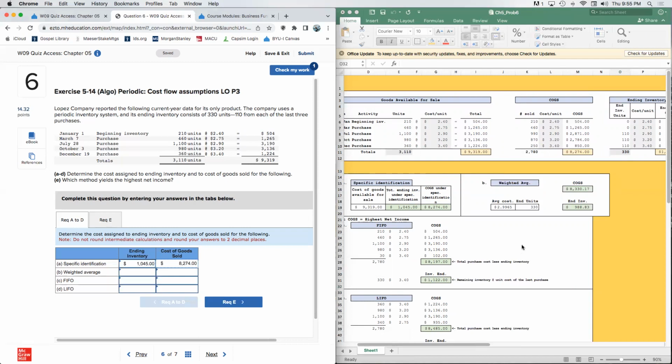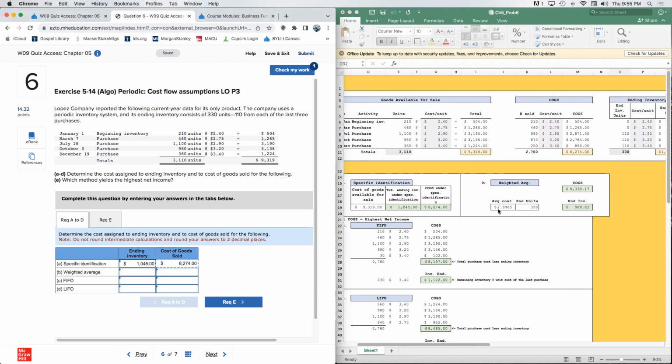The next one we want to work on is the weighted average, and that one again is quite simple. First, we need to determine the average cost for all the goods we purchased over the year. And really, we take our total cost for the year, 9,319, divided by the number of units we purchased, 3,110. And that basically equals out to be $2.9965, some oddball number to be exact.